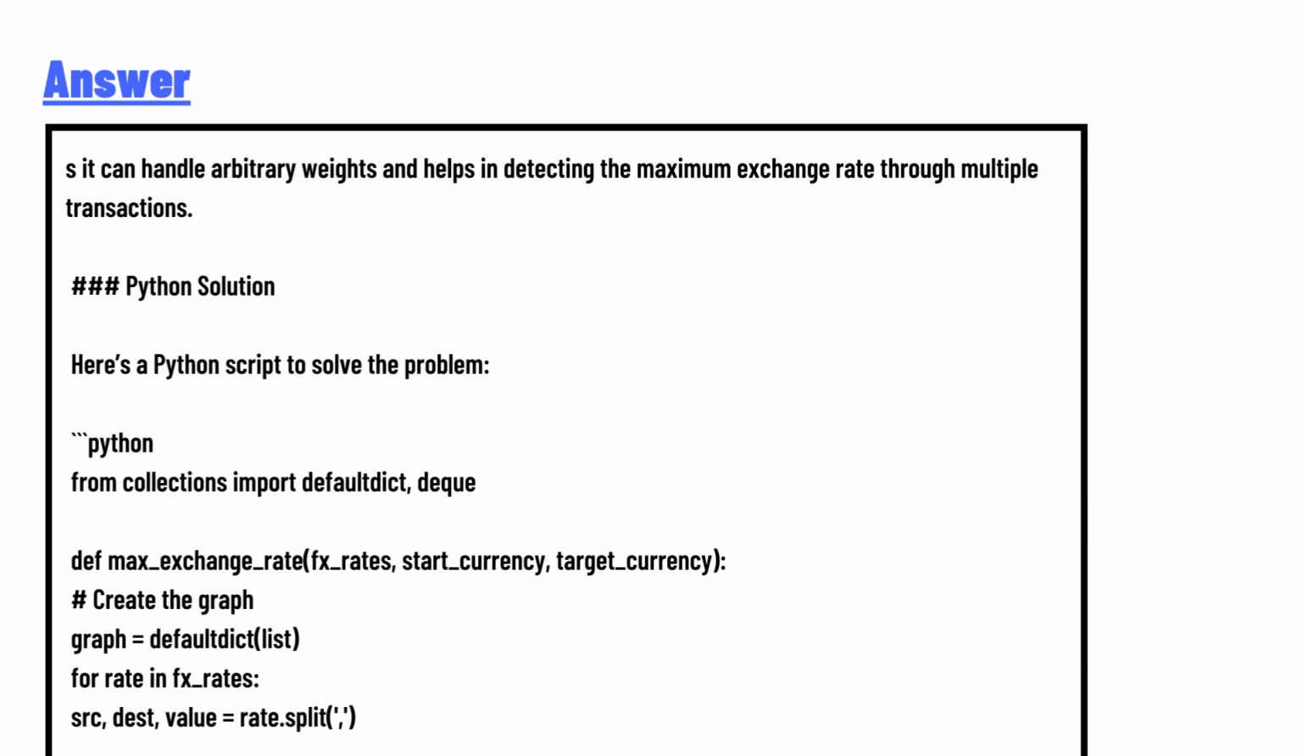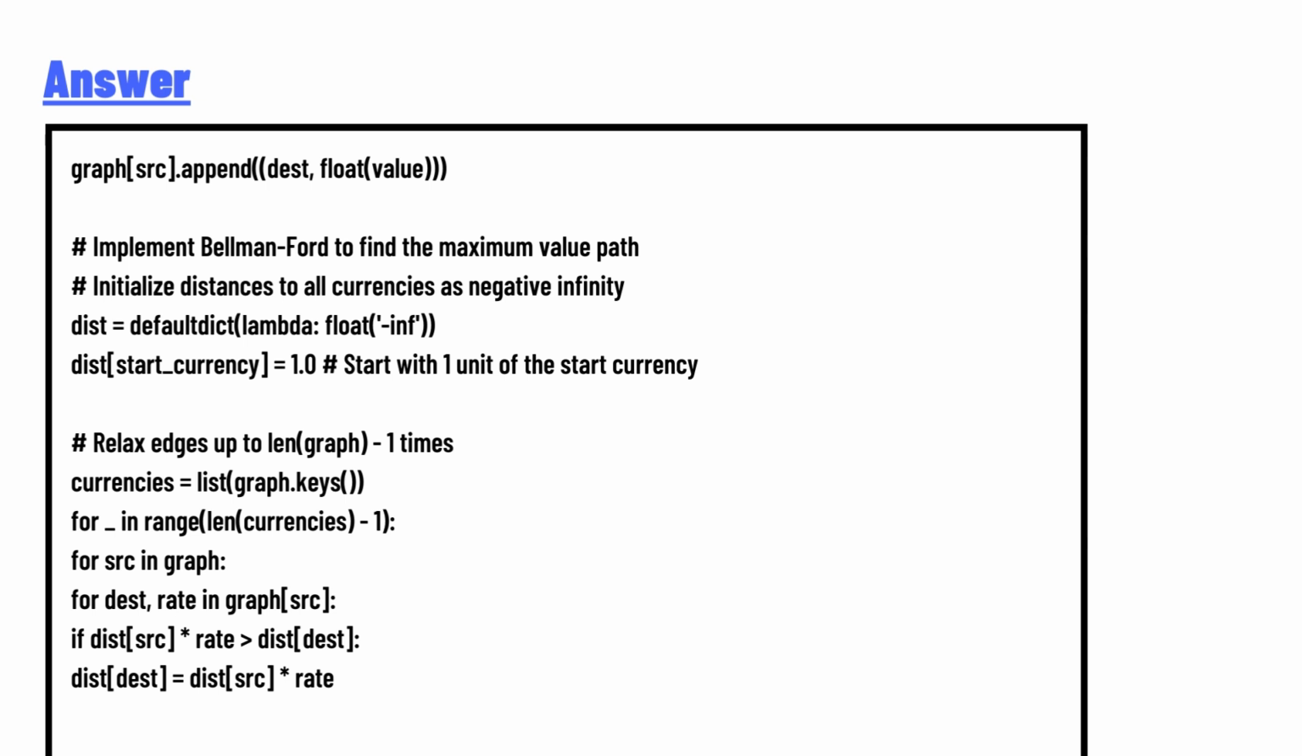Explanation. Graph construction: the function max_exchange_rate constructs a graph using the input foreign exchange rates. Each exchange rate is added as a directed edge in the graph. Bellman-Ford algorithm: this algorithm iterates through the graph and updates the maximum values for each currency, ensuring that it captures the maximum exchange rate possible through any number of transactions. Input and output: the main function reads the input from standard input, processes it, and prints the result.